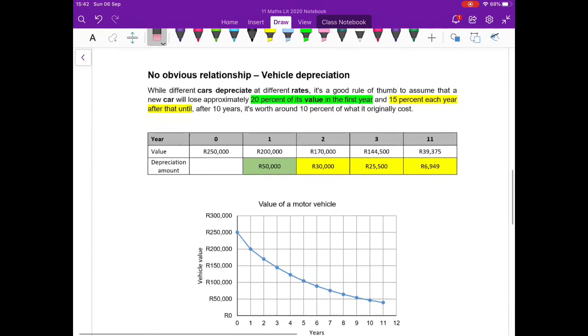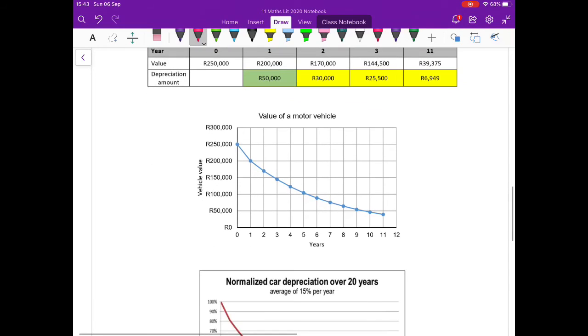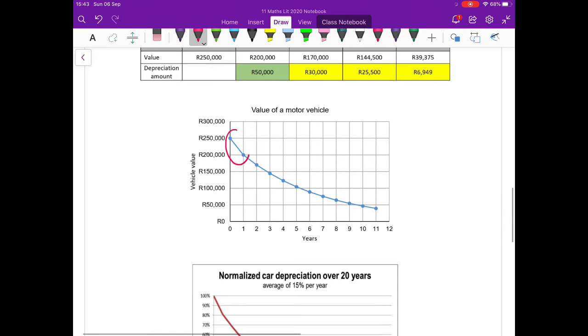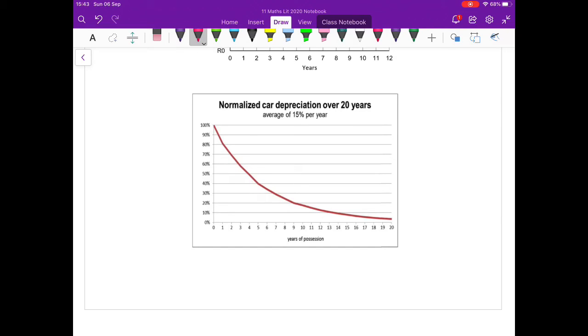The second one, where there appears to be no obvious relationship, is vehicle depreciation. So over here it tells you in the first year your car loses 20% of its value, and thereafter 15% each year until after 10 years, when it is then only worth 10% of what it originally cost. So you can see in the first year there is a big decrease in the value of the car until we get to 10 years, and then it's worth about 10% of the original value. So that will show you the value of your motor vehicle, and then over here it will show you the average 15% decrease every year.